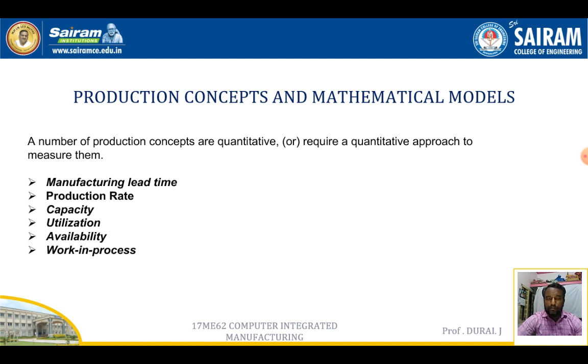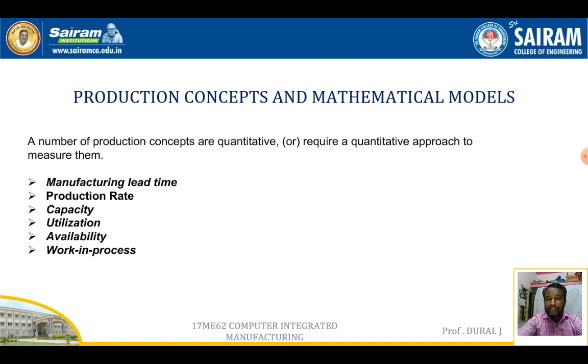Theoretically, they can calculate the production time for particular operations, and not only the production time but also how much quantity of product can be produced per machine. All those things you can calculate with the help of these formulas. First we are going to discuss manufacturing lead time, production rate, capacity, utilization, availability, and work in process. These are the production concepts we are going to discuss in this chapter.